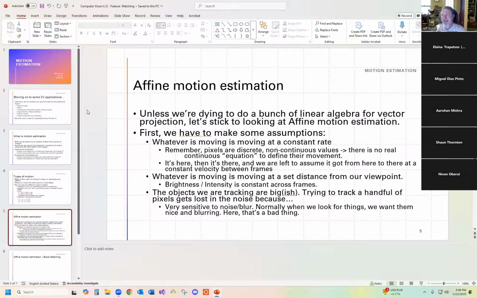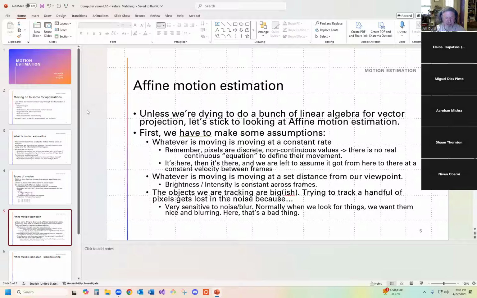But it's kind of a nice, it's your hammer in the motion estimation toolbox. It'll work for the big stuff. It'll work for most of what you want, and it'll work very well with a relatively small computational overhead because it is only a 6-parameter model and not a 9-parameter homographic projection.